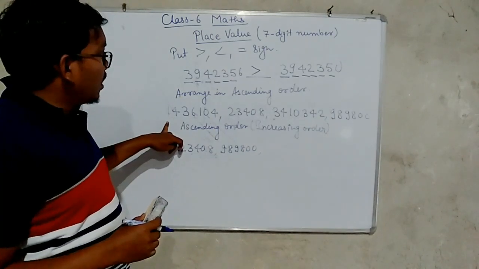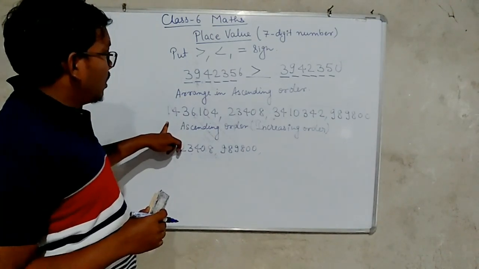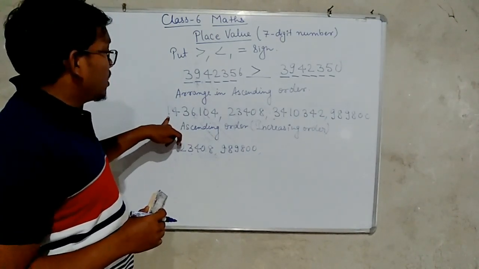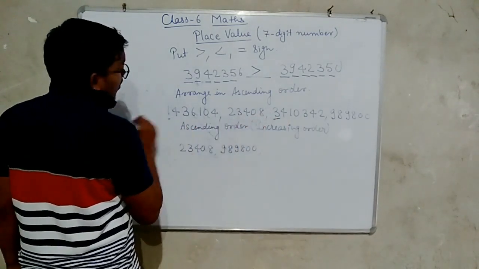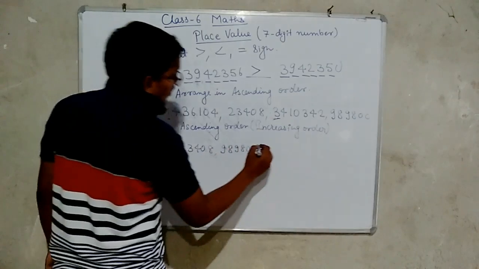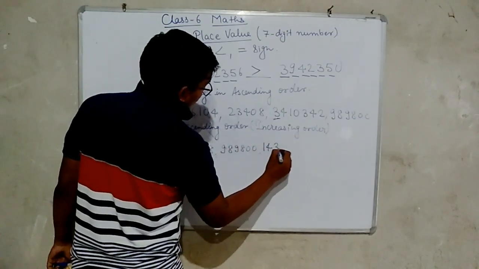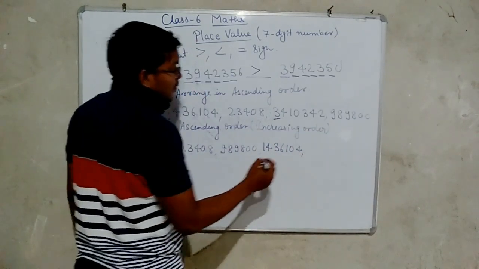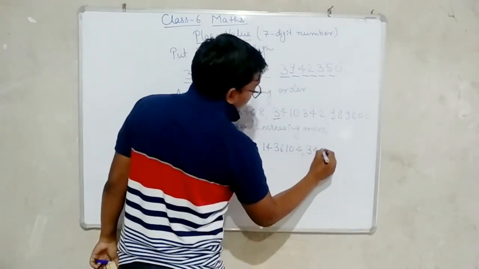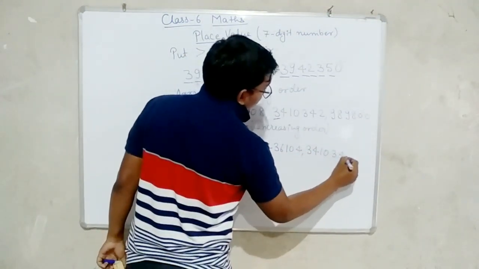Now these other numbers consist of 7 digits. So first we will start from the left hand side, from the 10 lakh place value. Here it is 1 and here it is 3. So the smaller is 1, so we will write 14,36,104. And the last number is 34,10,342.